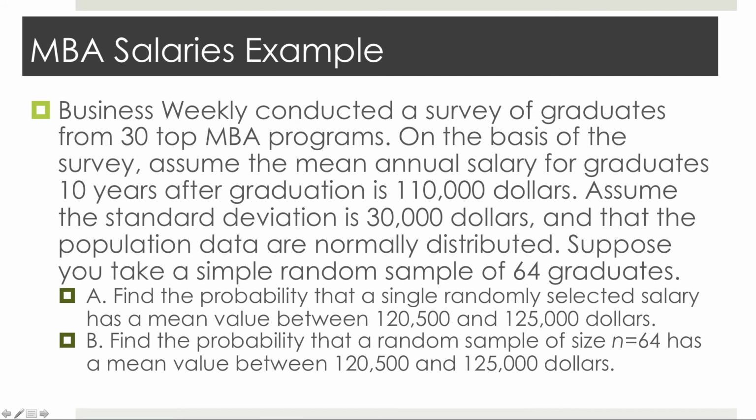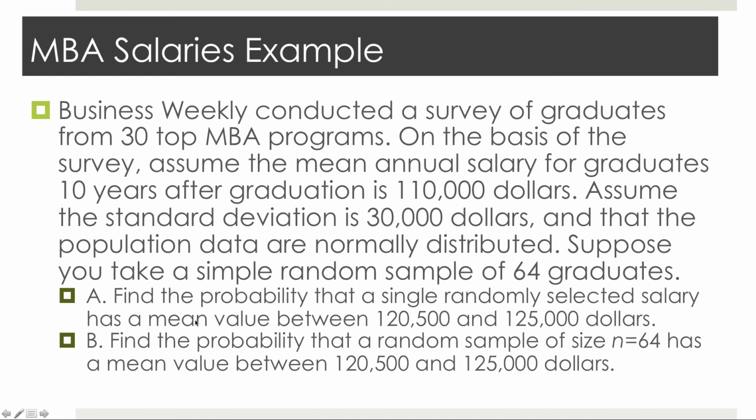So notice that the numbers look very similar, but the questions are asking about two different distributions. One is about the population distribution up here in part A. The other one is about the sampling distribution down here. Also, part A is slightly misworded. It should just say, find the probability that a single randomly selected salary is somewhere between these two numbers. We don't need mean here. That would only apply if we had a sample. So let's strike this out here as we think about this question.